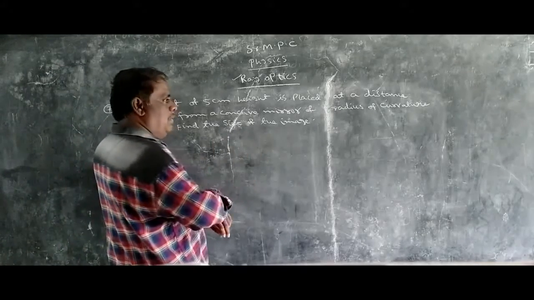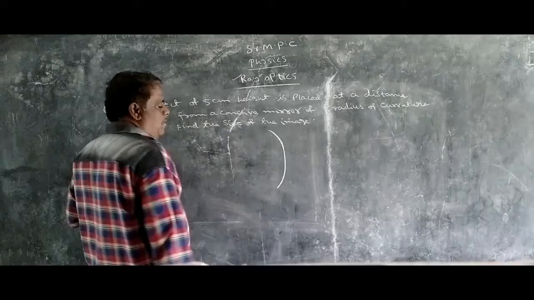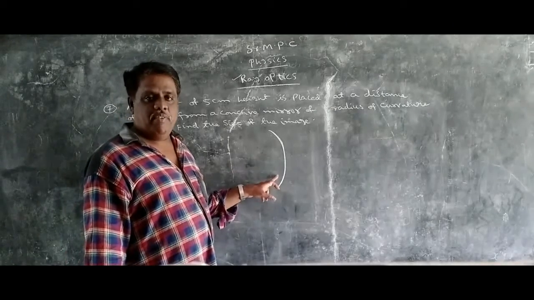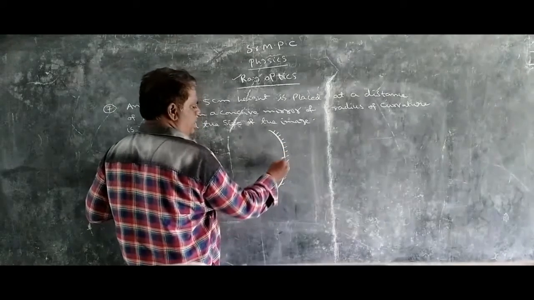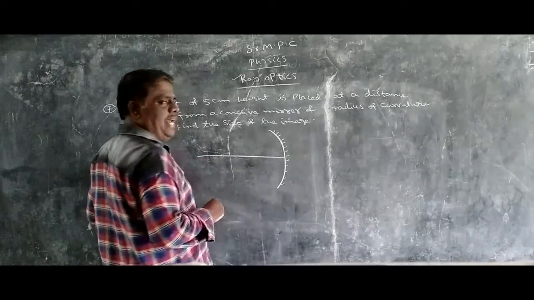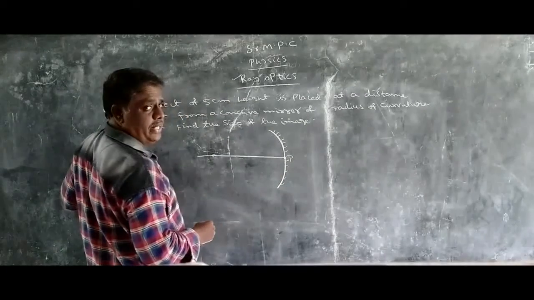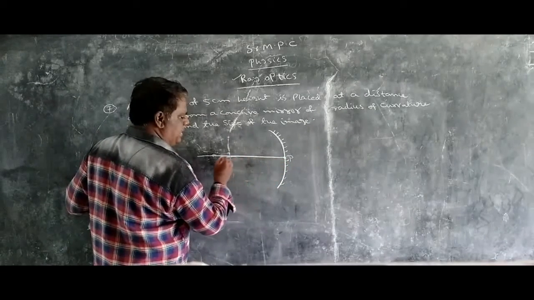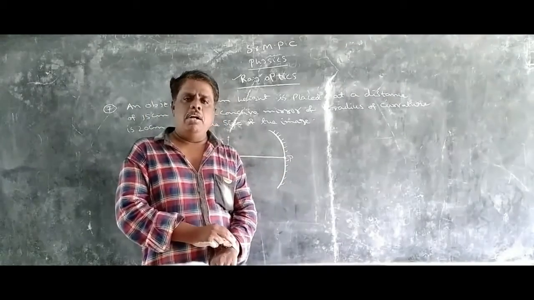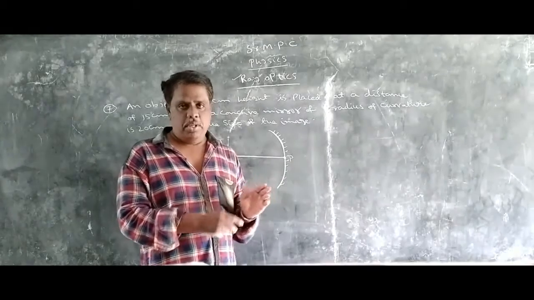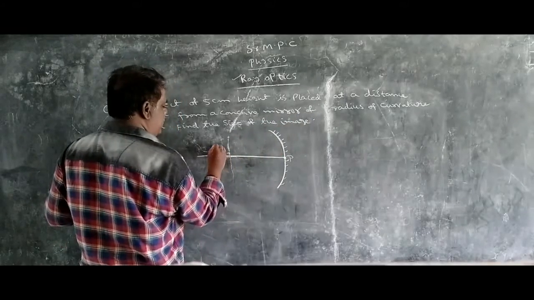Once again, what is a concave mirror? A concave mirror means it has a smooth polished surface, and the silver coating will be outward. This will be the silver coating. This is the principal axis, which passes through the center of curvature and optic center. This is called the pole. According to Cartesian sign convention, all distances are measured only from the pole. So from the pole, they have kept an object. The object height will be 5 centimeter.